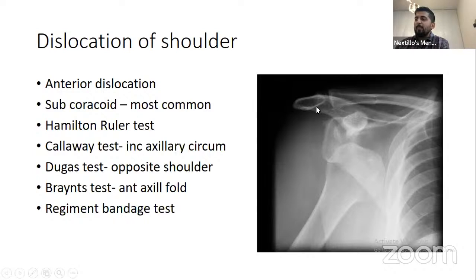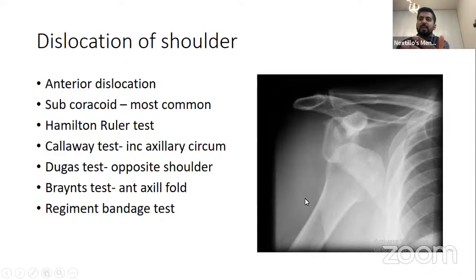Some important examinations used to see this dislocation: one is the Hamilton ruler test. In the Hamilton ruler test, what we do is we keep a ruler on the acromion, and it should go below, and it should touch the lateral epicondyle of the humerus.